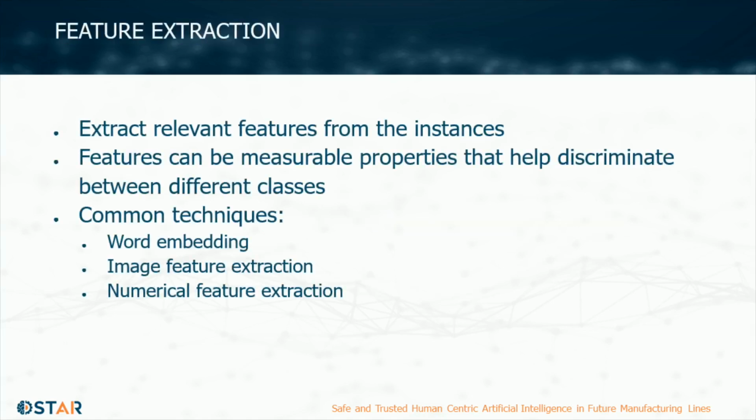2. Feature extraction. Once the data stream is available, we need to extract relevant features from the instances. Features can be any measurable properties of the instances that can help discriminate between different classes. Common feature extraction techniques include word embedding, image feature extraction, or numerical feature extraction methods.